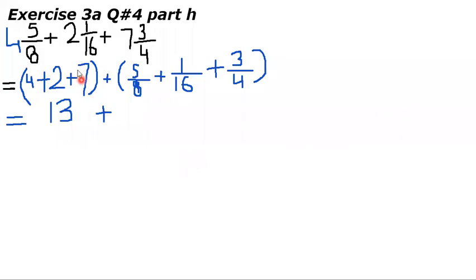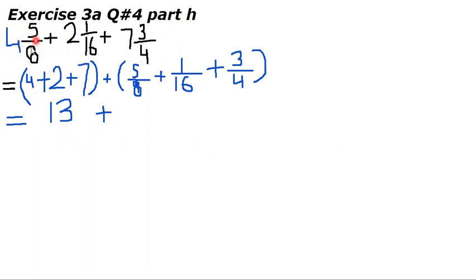Students, now we will do exercise 3A, question number 4, part H. It's the last part of this question number 4. 4 whole 5 upon 8 plus 2 whole 1 upon 16 plus 7 whole 3 upon 4. These are whole number fractions.